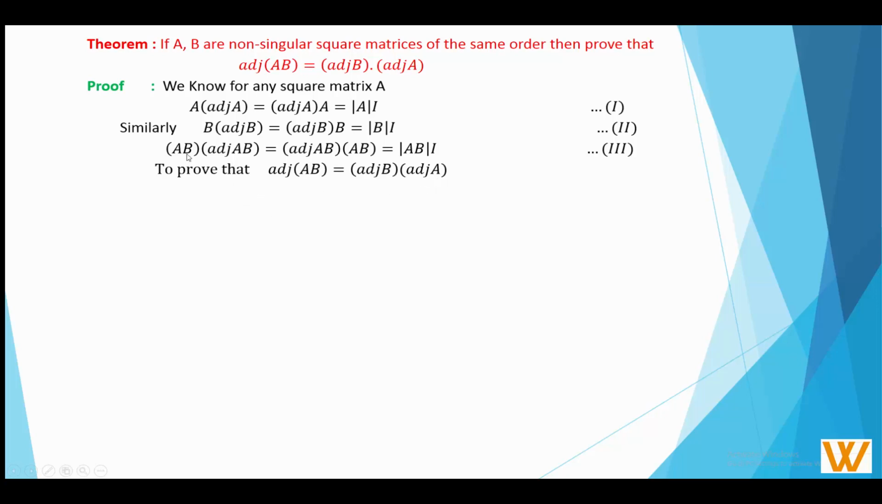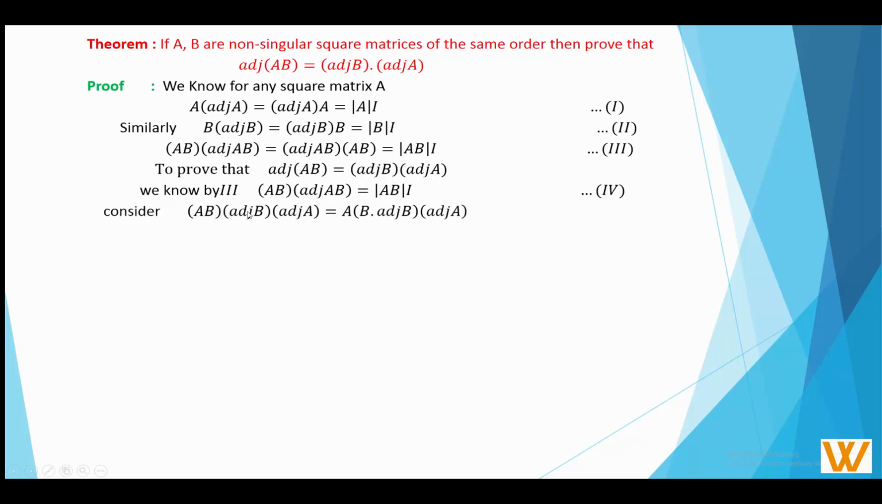So for that, by using these three, AB into adjoint AB equals determinant AB into I. Denote this as equation number 4. Now consider AB into adjoint B into adjoint A. Now apply the associative property: A in one bracket, B into adjoint B, into adjoint A.